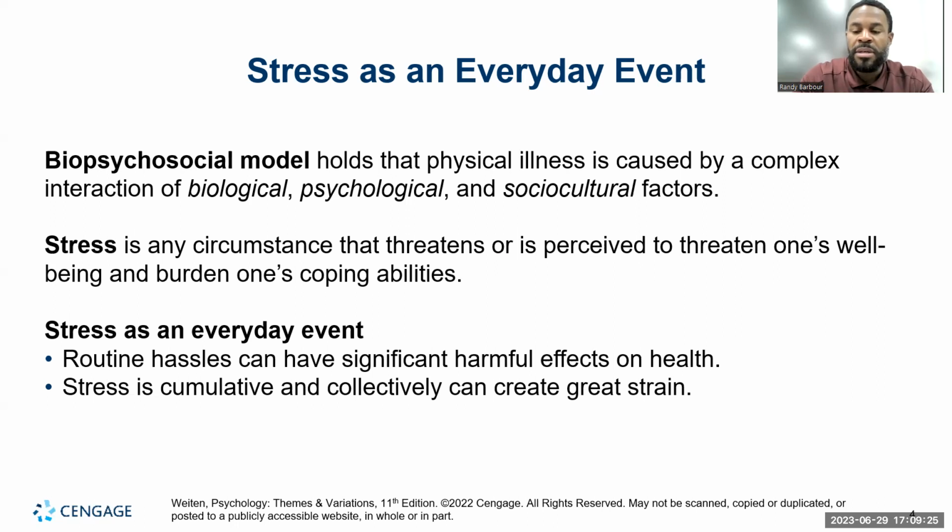So the way that we measure or think about stress is through the biopsychosocial model. And this model holds that physical illness that we experience is caused by a complex interaction of our biological, our psychological, and our sociocultural factors, right? And so when we think about physical illness, and we talk about how stress can cause illness, all of these different factors do play a big part, right? So stress, in and of itself, is defined as any circumstance that threatens or is perceived to threaten one's being or well-being, and burdens one's coping ability, right?